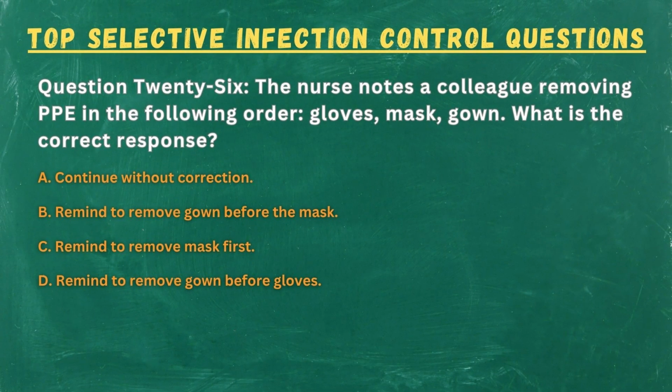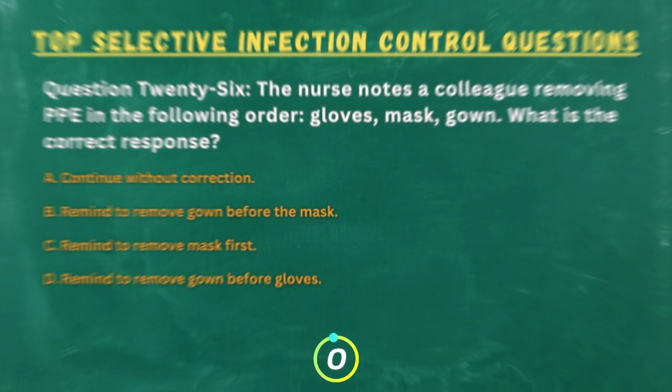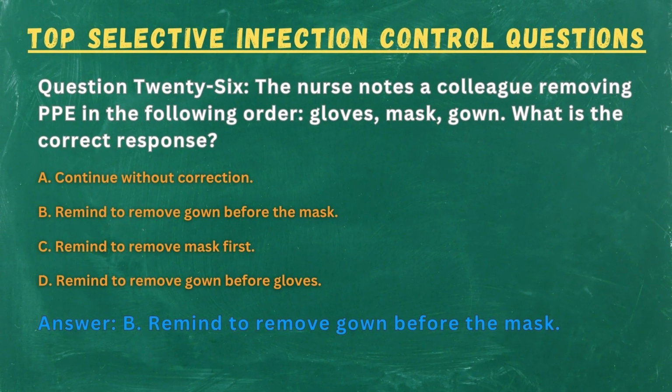Question 26. The nurse notes a colleague removing PPE in the following order: gloves, mask, gown. What is the correct response? A. Continue without correction. B. Remind to remove gown before the mask. C. Remind to remove mask first. D. Remind to remove gown before gloves. Answer: B. Remind to remove gown before the mask.